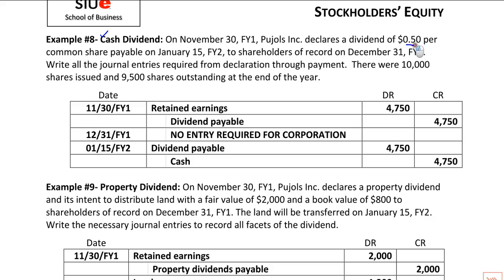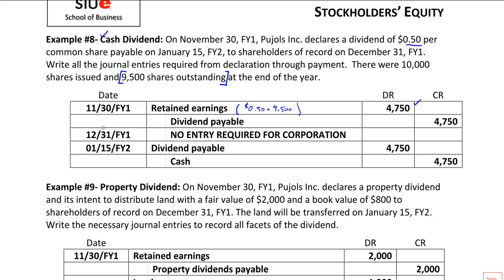So there's a dividend declared of 50 cents per common share. One thing to remember is that dividends are only paid on shares outstanding. 9,500 shares outstanding. So it's dividends per share times the 9,500. That's where the 47,500 comes from.